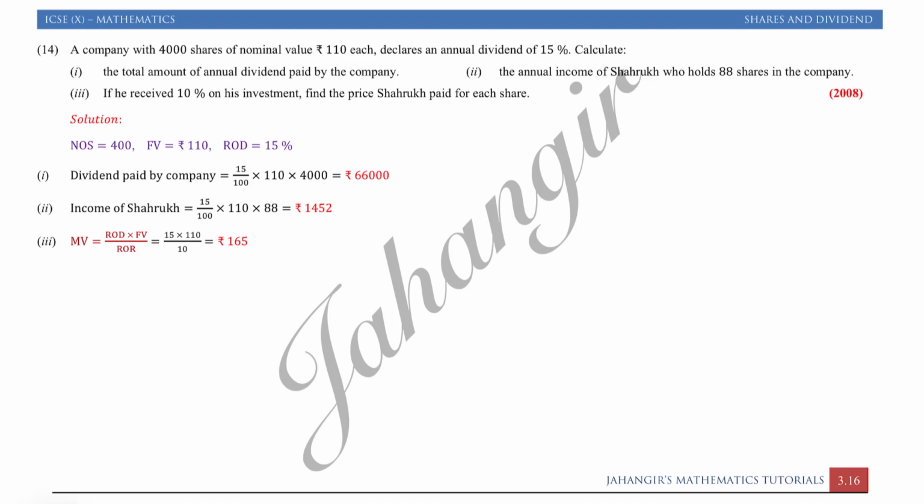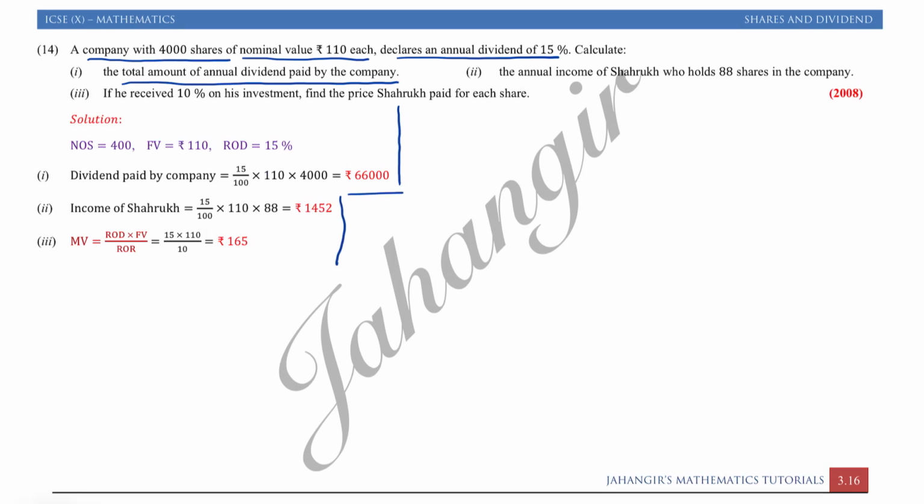Question 14. A company with 4,000 shares of nominal value rupees 110 each. Company declares a dividend of 15%. Find the total amount of dividend paid by the company. This type of question we had done in the previous board question only.